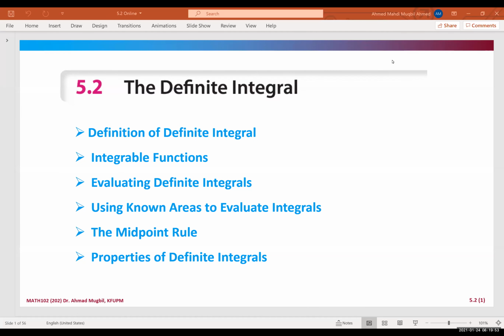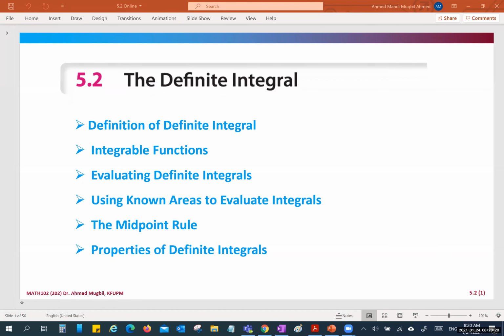So after finishing this section, inshallah, you will be able to define the definite integral, what we mean by an integrable function. You will be able to evaluate definite integrals, to use known areas to evaluate integrals, to use the midpoint rule, and to identify the properties of definite integrals.